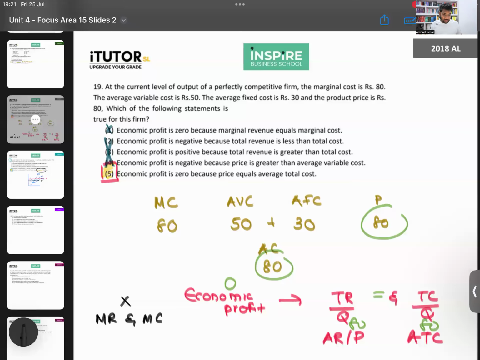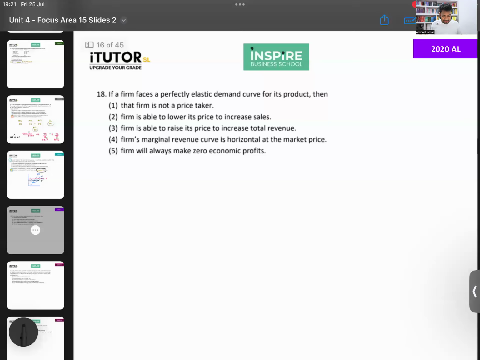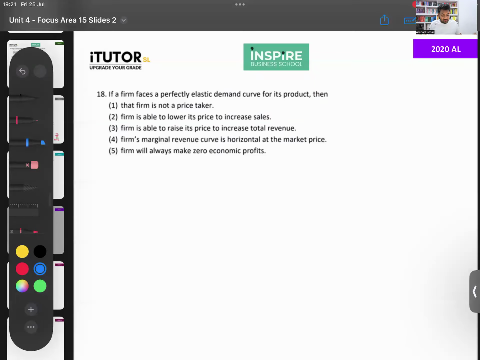The 2020 A-level question. Okay, this is an easy one. If a firm faces a perfectly elastic demand curve, what can you say? One: the firm is not a price taker. Two: the firm is able to lower its price to increase sales. Three: the firm is able to raise its price to increase revenue. Four: the firm's marginal revenue curve is horizontal at the market price. Five: the firm will always make zero economic profits. Which one can you say, Lavan?